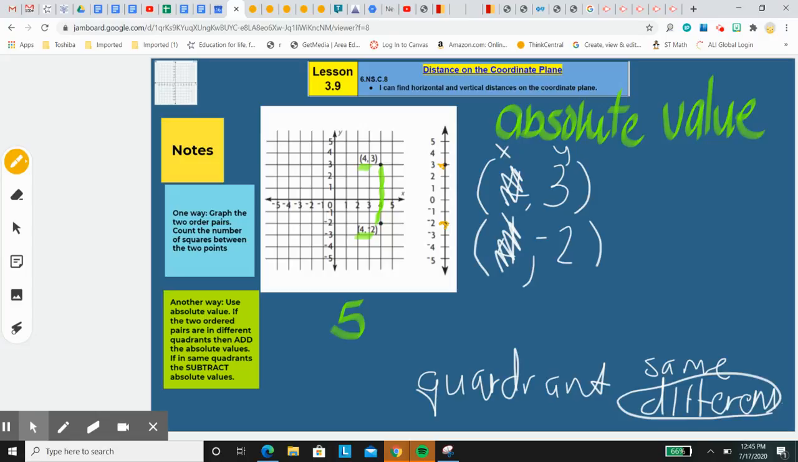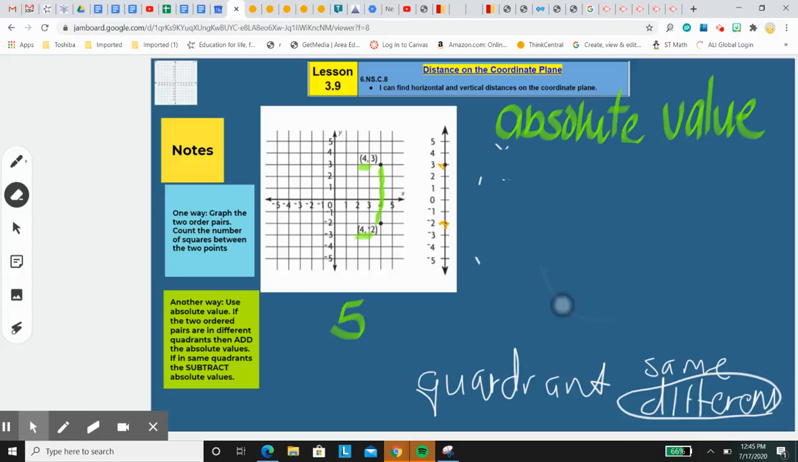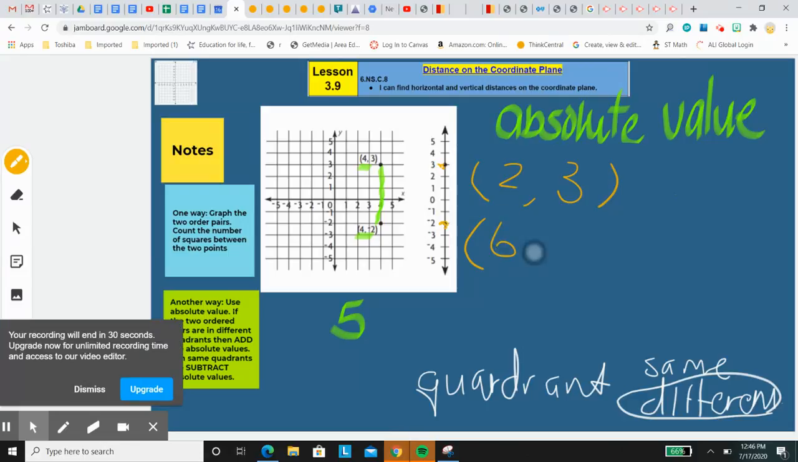So take their absolute value. The absolute value here is 2. The absolute value here is 3. Add those together and you get 5. Are you following me? All right. I'm going to try to go through this really quickly again. I want to show you one that's the same. What if you had a coordinate like this? What if you had (2, 3), and let's do a coordinate of (6, 3).